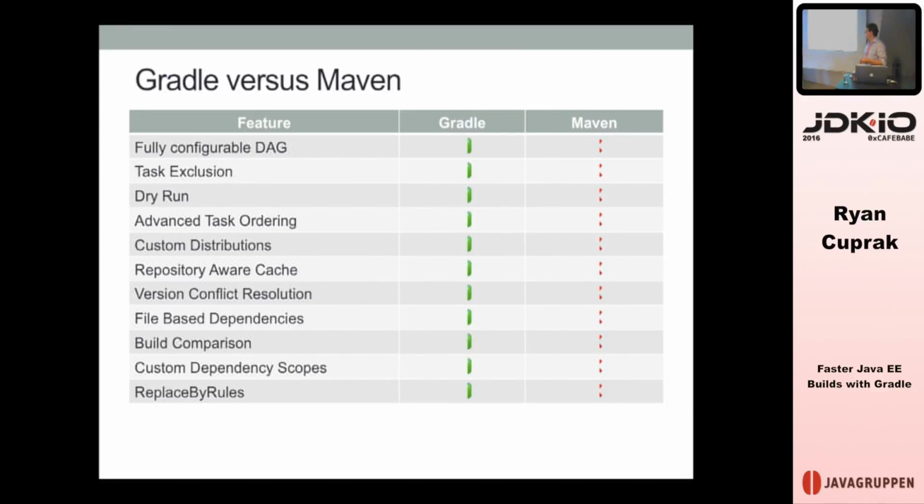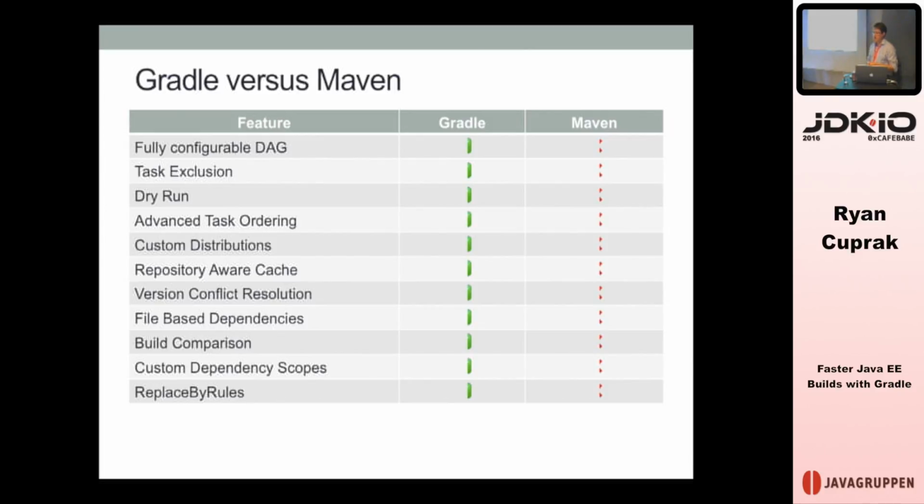The ability to do build comparisons, Gradle can compare two builds for you. You've got the ability to create custom dependency scopes. So you can have a custom dependency scope for something like an APT for the annotation processors, which is important for dealing with EclipseLink.